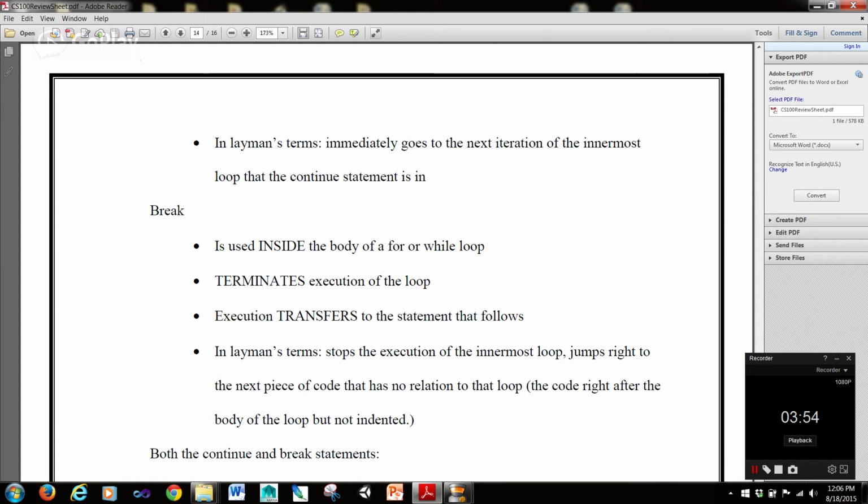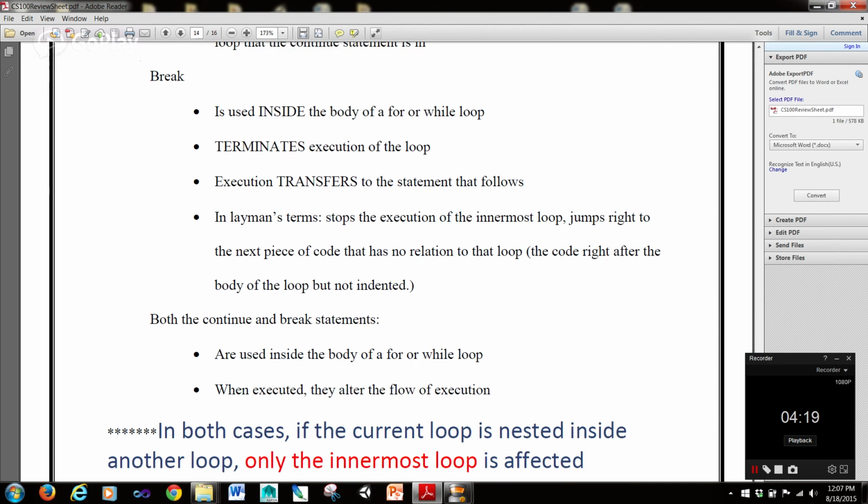And then we have the break statement. It's also used inside the body of a for or while loop. It terminates the execution of the loop. The execution transfers to the statement that follows. In layman's terms, it stops the execution of the innermost loop and jumps right to the next piece of code that has no relation to that loop: the code right after the body of the loop, but not indented under the loop.